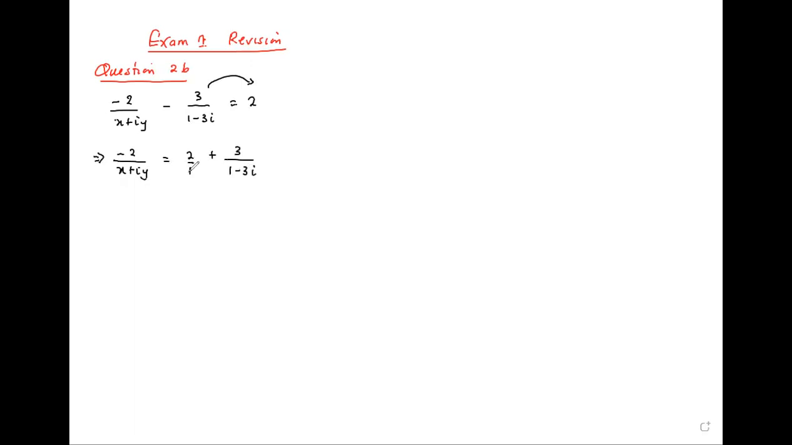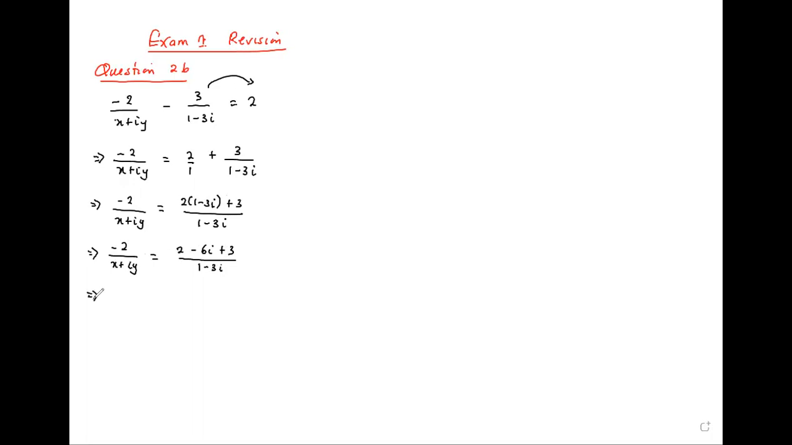This can be written as over 1 and then simplify. The common denominator on the right is 1 minus 3i. So we get 2 times 1 minus 3i plus 3 multiplied by 1. This implies that negative 2 over x plus iy is equal to 2 minus 6i plus 3 over 1 minus 3i. Then we'll cross multiply.